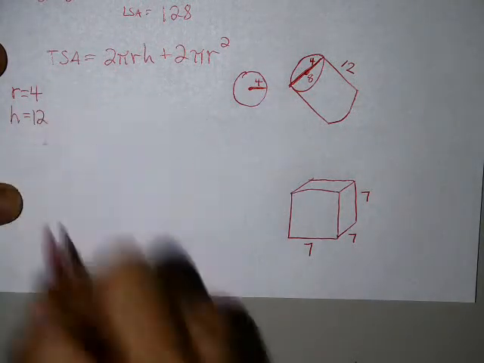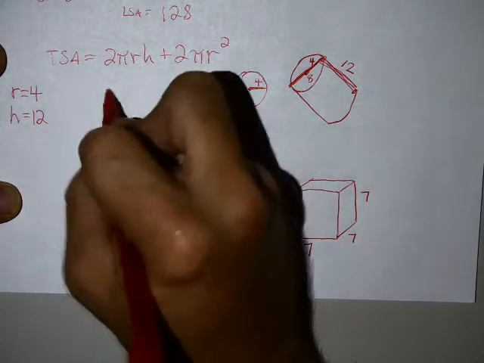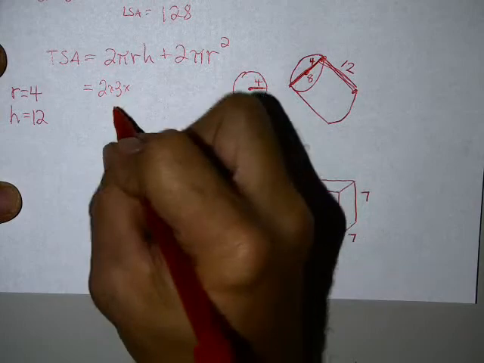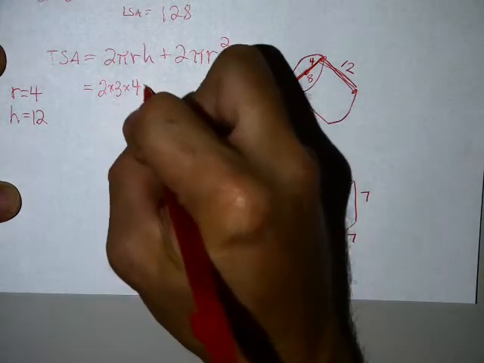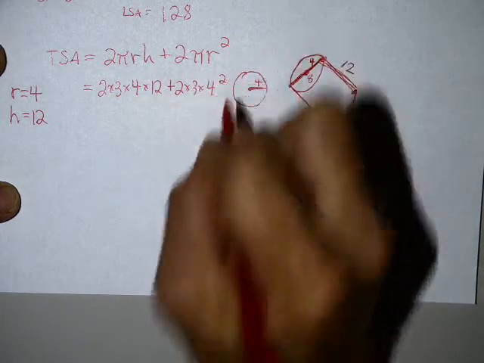The height of my shape is 12. That's, again, this number right from here to here. That's the height. So I'm then going to put those numbers in the formula. 2 times, again, we're using 3 for pi just to make it easy, 4 times 12 plus 2 times 3 times 4 squared.